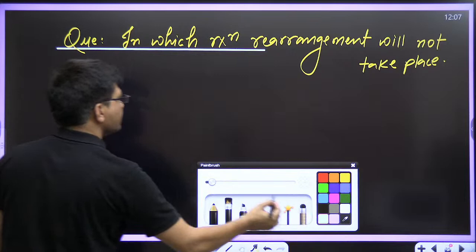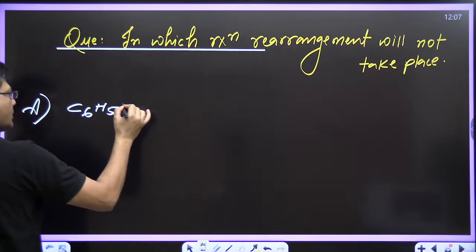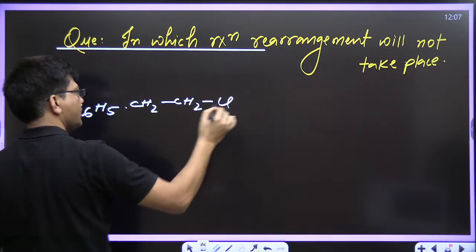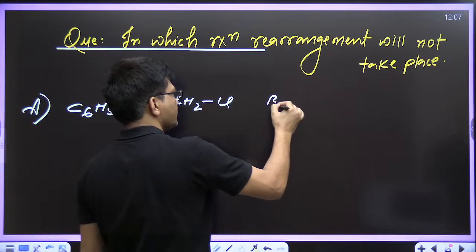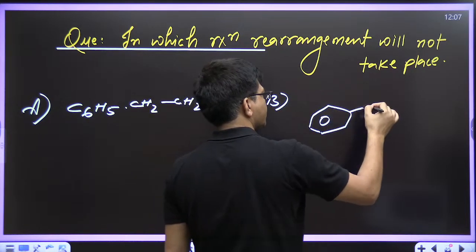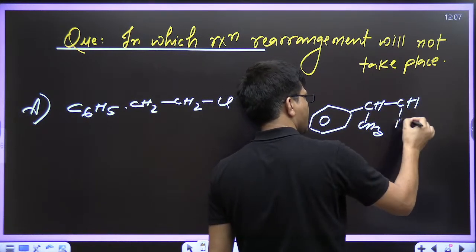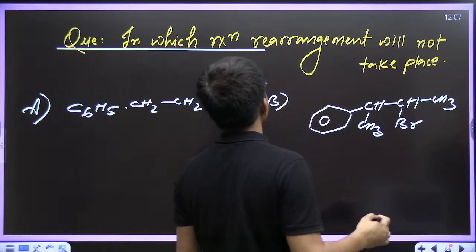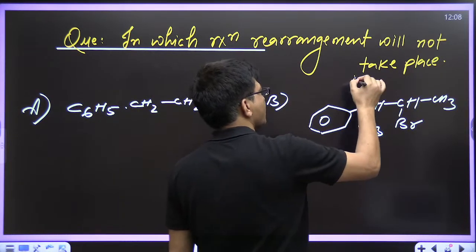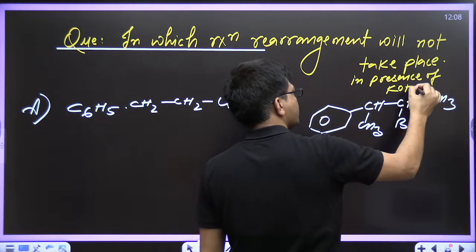See, options are given like this. A is C6H5CH2CH2Cl. B is C6H5CH(CH3)CH3. In which reaction will rearrangement not take place? In presence of KOH aqueous.